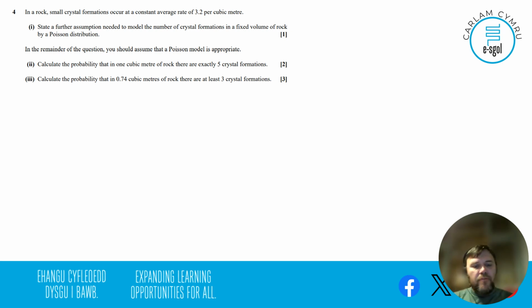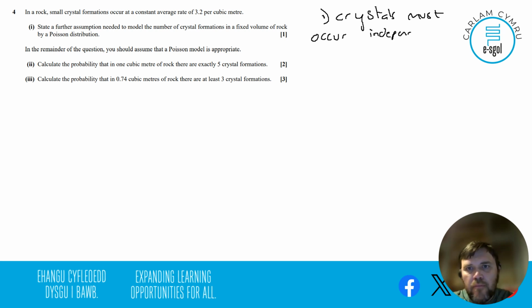So here we have, in a rock, small crystal formations occur at a constant average rate of 3.2 per cubic meter. State a further assumption needed to model the number of crystal formations in a fixed volume of rock by a Poisson distribution. So again, let's relate it to the context of the question. So part 1, we're going to say crystals must occur independently of one another.